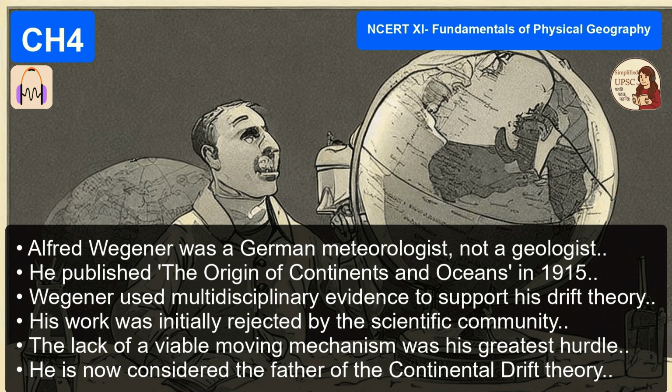The year is 1912. The man is Alfred Wegener. Now, here's the kicker. He wasn't a geologist, was he? No, not at all. And that's a huge part of the story. Wegener was a German meteorologist, a weather guy. A weather guy? Yeah, he studied the atmosphere, polar air circulation, things like that.